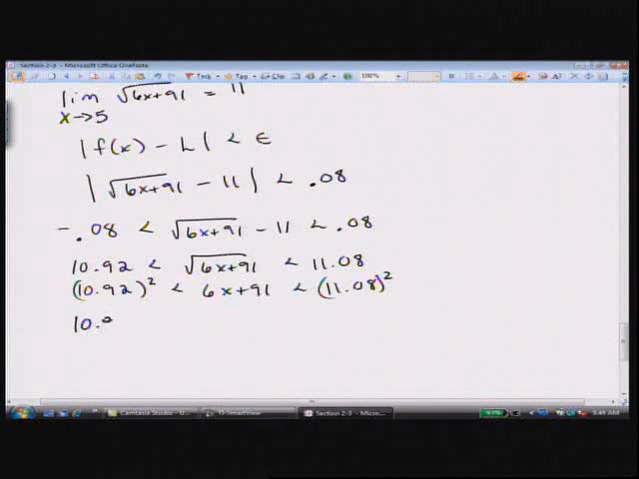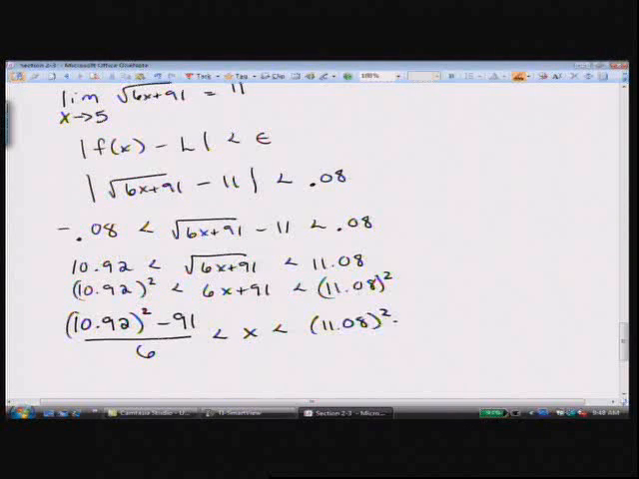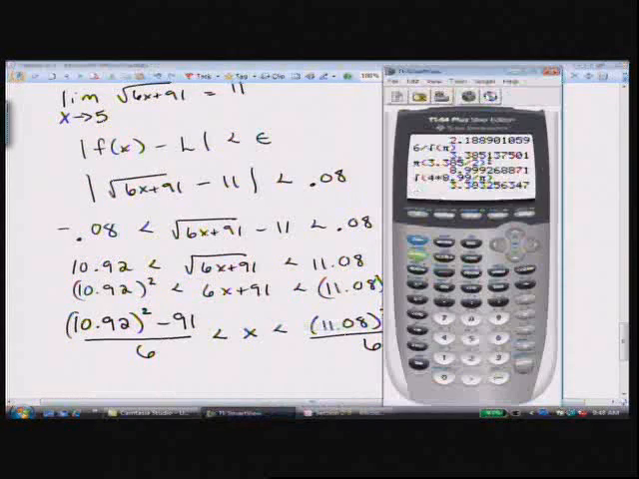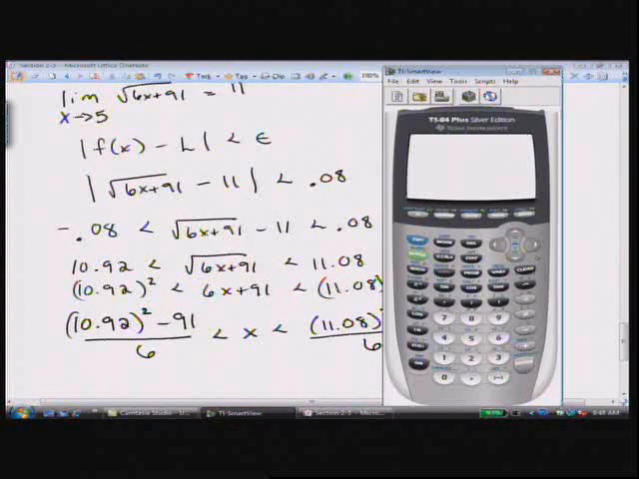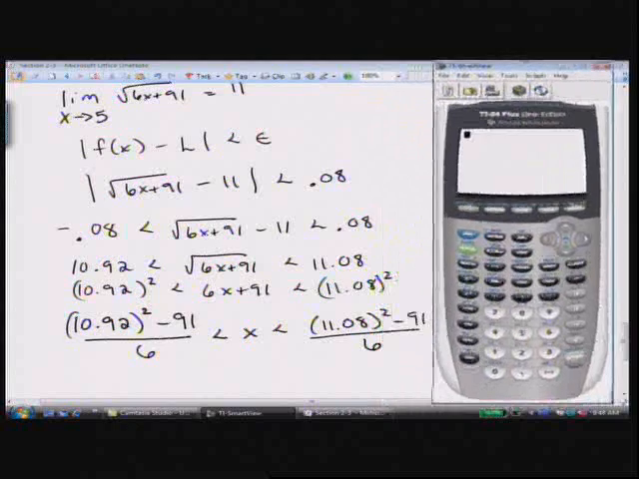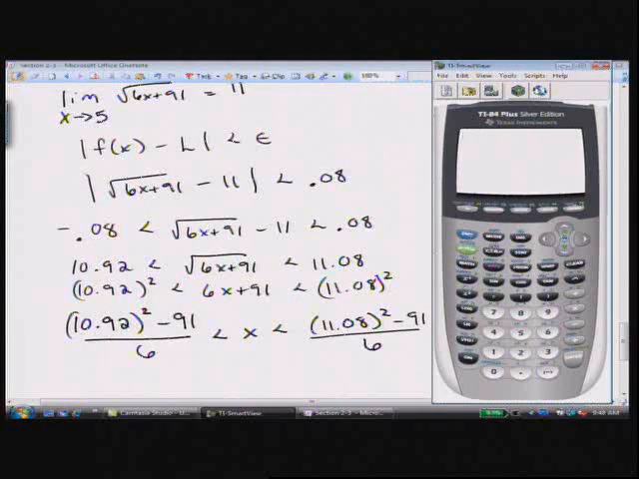So this is 10.92 squared minus 91 divided by 6 is less than x, which is less than 11.08 squared minus 91 divided by 6. Everybody with me? Okay, and then at this point, you can type it into your calculator. Do be careful when you type something like this into your calculator. You're going to want to use parentheses in the numerator.